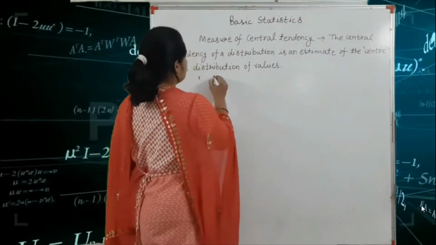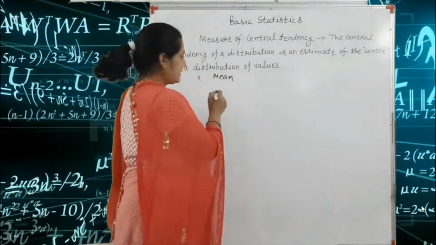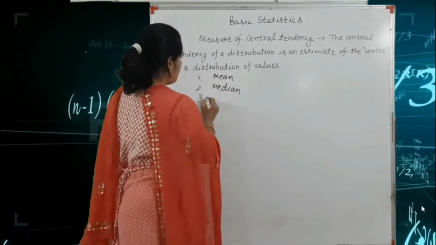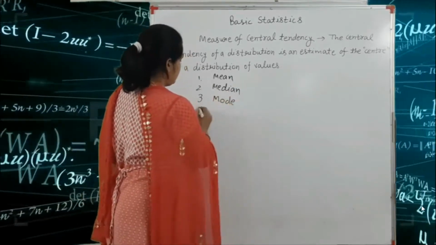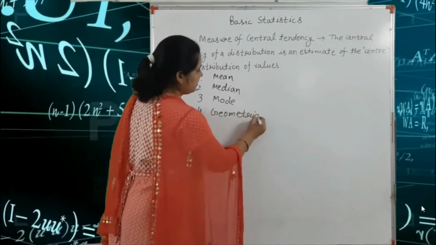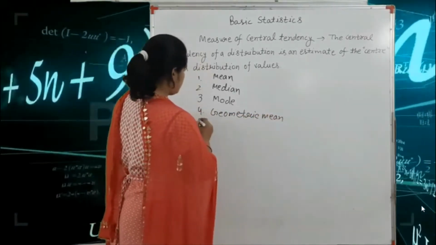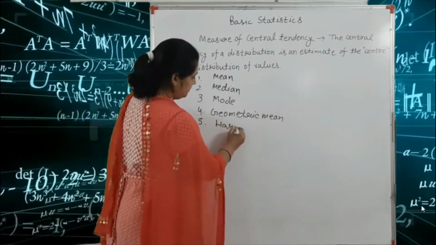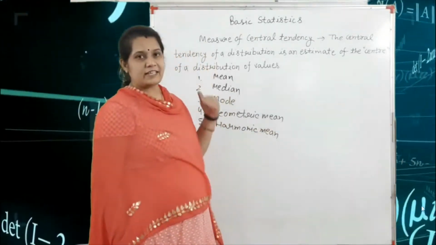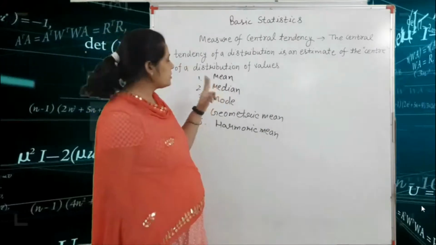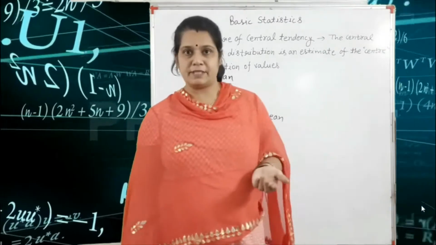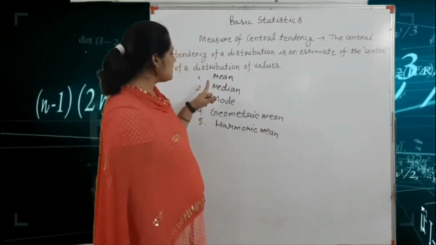Number one is the arithmetic mean. Second one is the median. Third one is the mode. Fourth is the geometric mean, and fifth one is the harmonic mean. Okay, so in this chapter, we have the three main types: the mean, median, and mode. Geometric mean and harmonic mean are not included in your syllabus. Okay, GT syllabus. So here, what is the mean, median, and mode?